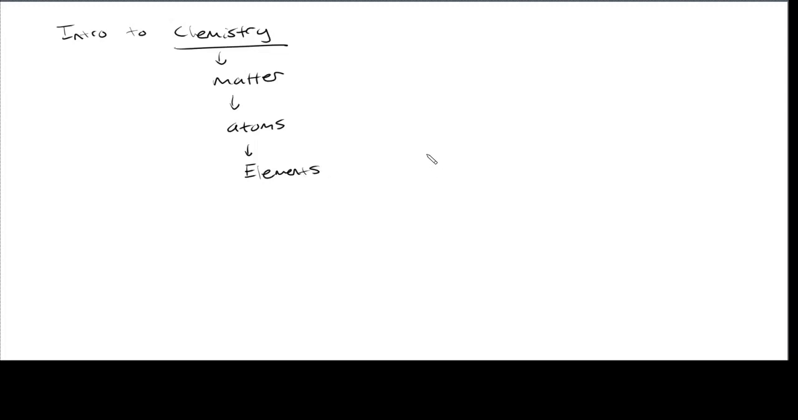What we're going to talk about today is an introduction to chemistry. And chemistry is really the study of matter. Matter is composed of atoms. And these atoms, which are basically these little building blocks that on a large scale make up everything we see, come in different flavors, we'll call them flavors, which are really called elements. Elements are essentially the different flavors that atoms come in.